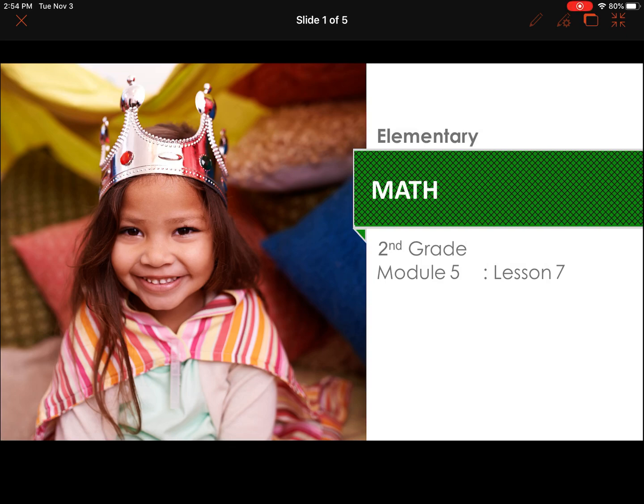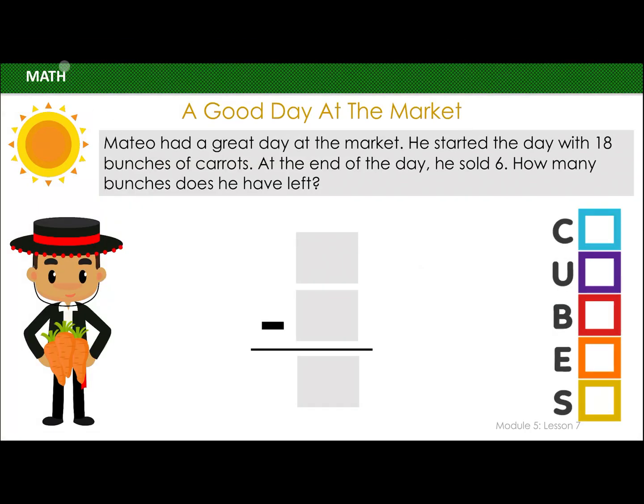Hello, second graders. We are doing Module 5, Lesson 7 in Math today. We are going to be doing word problems using our CUBES checklist that you all know super well how to do to solve subtraction problems.